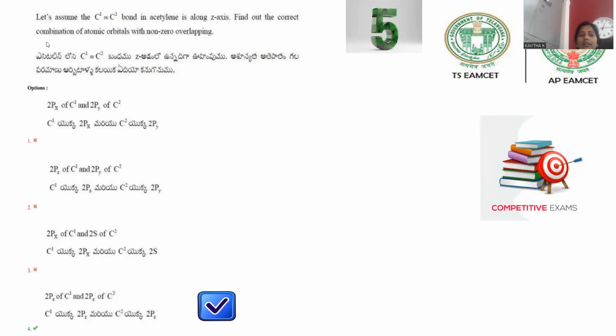Find out the correct combination of atomic orbitals with non-zero overlapping. So here, how are the atomic orbitals combining with non-zero overlapping?